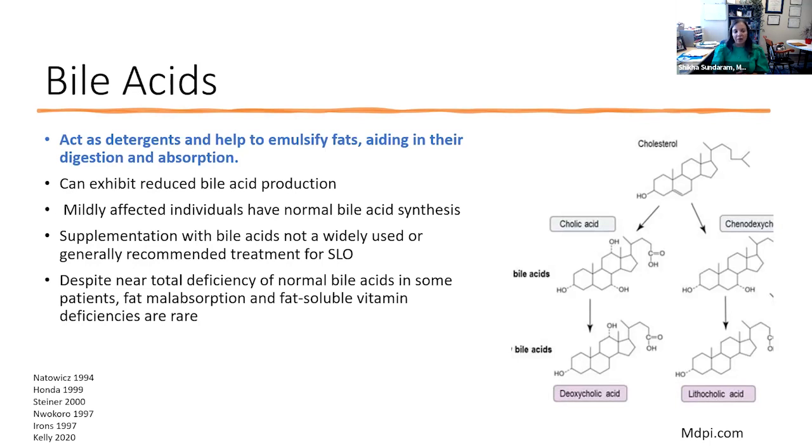Interestingly, patients who are more mildly affected seem to have more normal bile acid synthesis. And as a result of that, typically bile acid supplementation is not needed or necessary. There are some patients who have almost complete absence of bile acids, and they may have terrible problems with fat malabsorption and may have terrible problems with absorbing what we call fat-soluble vitamins, vitamin A, D, E, and K. And so that's something that we need to pay attention to, to make sure that patients don't get deficient in those, because we can obviously supplement those.